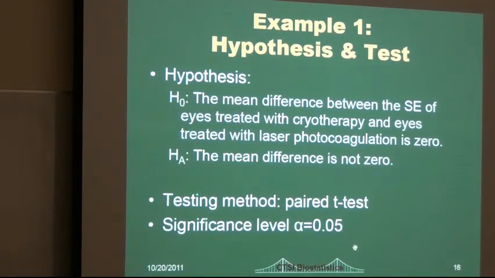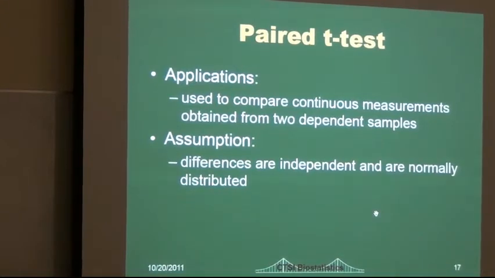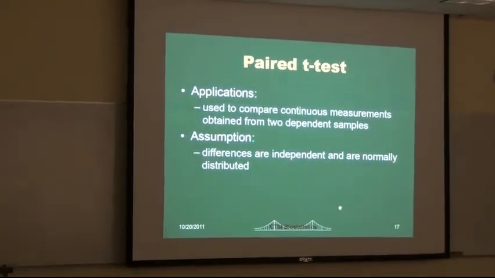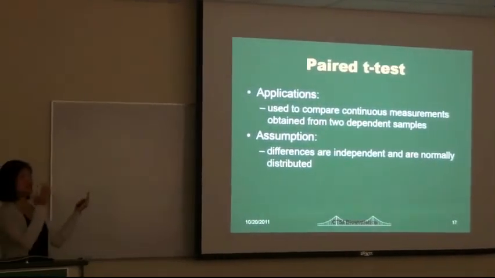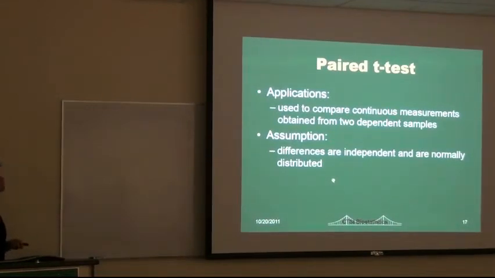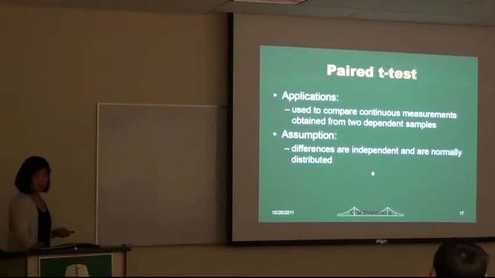And in this test, we use the significance level of 0.05, which is the typical value that people use. So the paired t-test is applied to compare continuous measurement from two dependent samples. Okay, so here you actually look at data that you can pair up an observation from treatment A with an observation from treatment B. And the assumptions are the differences are independent and they are normally distributed.